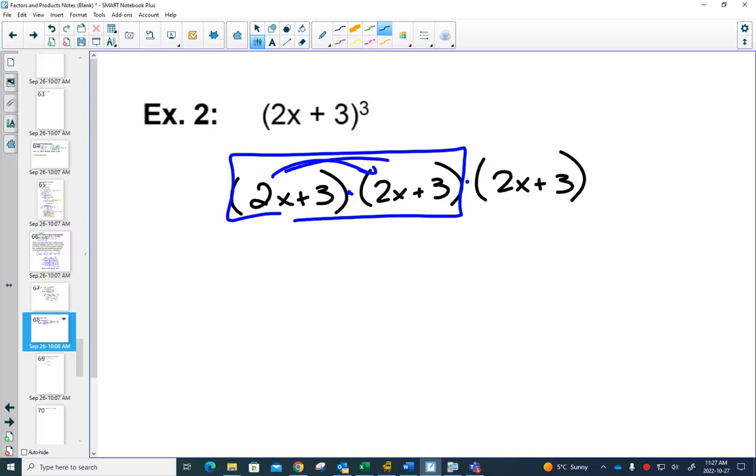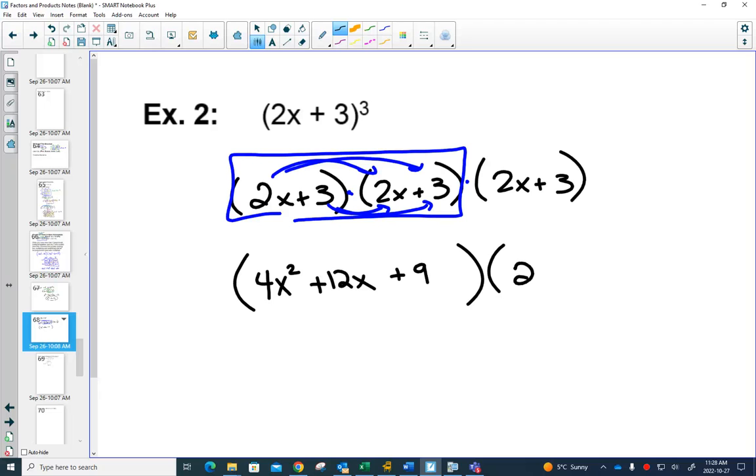Would you FOIL this one or would you use the chart? Probably FOIL. So now, we're going to get a new answer here. 2x times 2x, 4x squared. Maybe you see that the outside and the inside are going to be like terms. Outside is 6x, inside is 6x. Putting them together gives you 12x. And then 3 times 3 is 9. So we chose the first two, multiplied them together first.